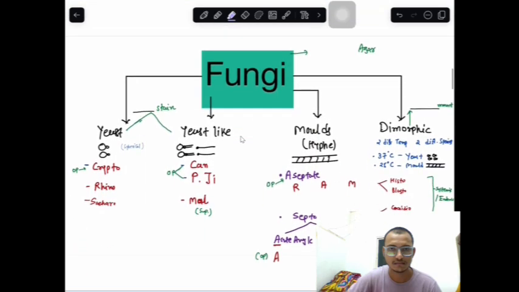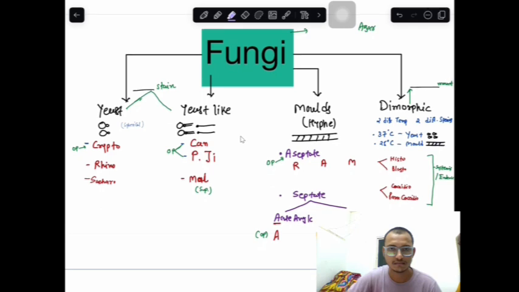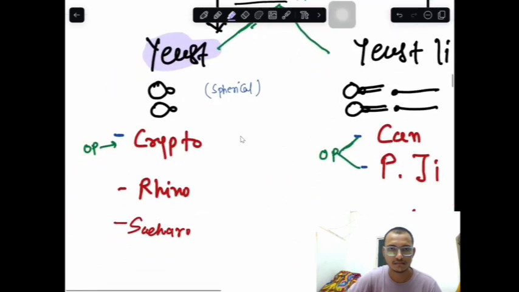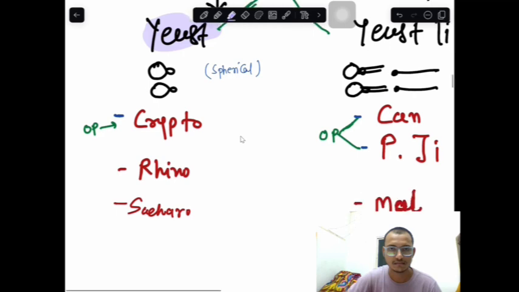What are the basic fungi? There are actually four types. Remember, four types. The first one is the yeast. How do they look? They look like big round and small ones, we call them spherical. There are three types of yeast.